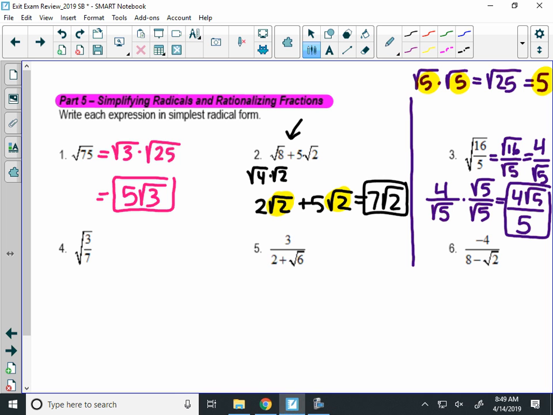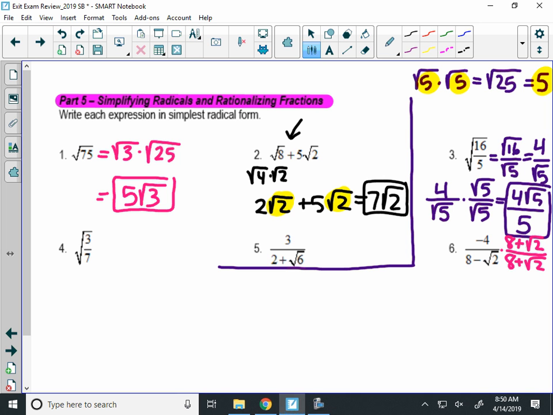Number 4 is very similar to number 3. Number 5 is very similar to number 6, but I'm going to do number 6 with you here. So we're looking at number 6. In order to rationalize this fraction, I need to multiply by its conjugate. Remember, the conjugate of 8 minus radical 2 is 8 plus radical 2. You take the same terms, but you put the different sign in the middle.